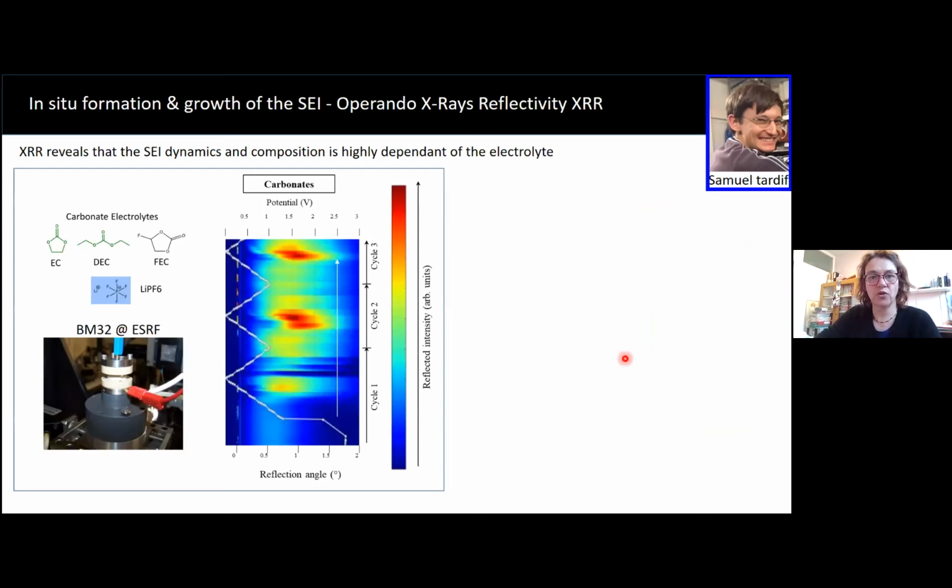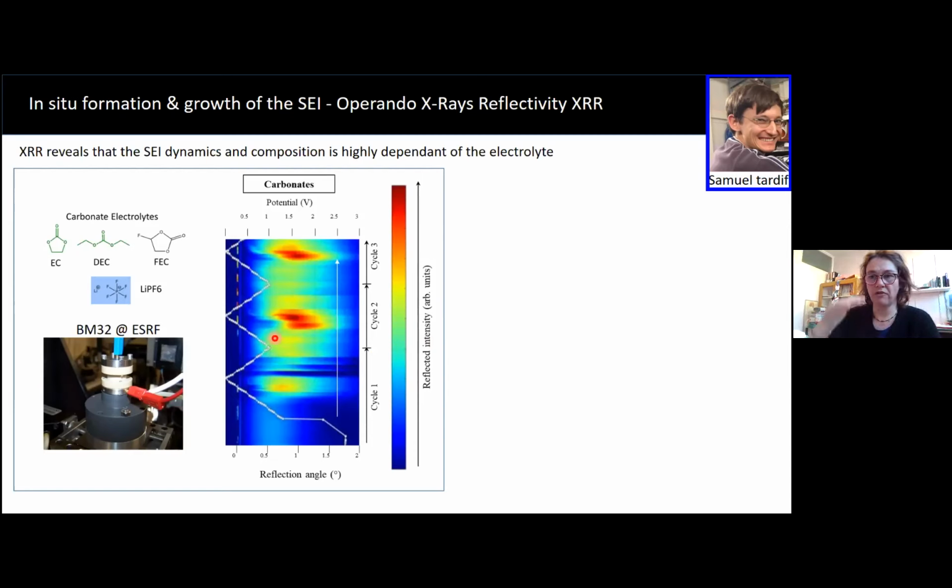What we wanted to look at is the dynamics of the SEI. We used very standard carbonate electrolytes, and we built a cell that is compatible with the synchrotron technique. And the results of the measurements are shown on these 2D mappings, where basically you can see we start cycling the battery here. This is the first lithiation, and then the delithiation, and then the second cycle, and then we start the third cycle.